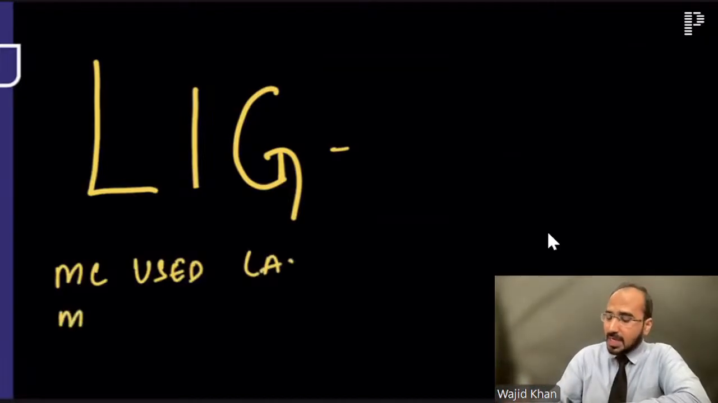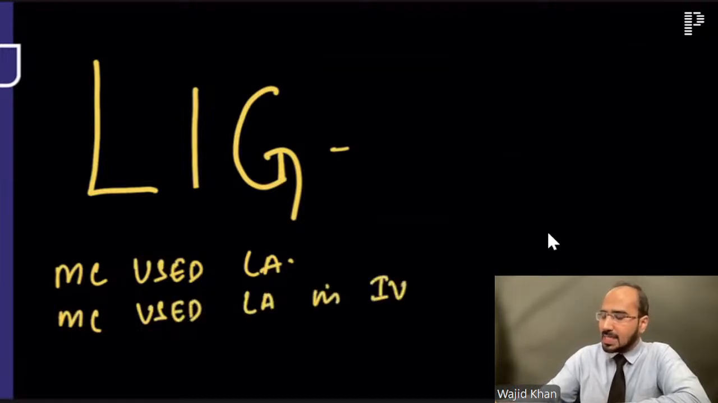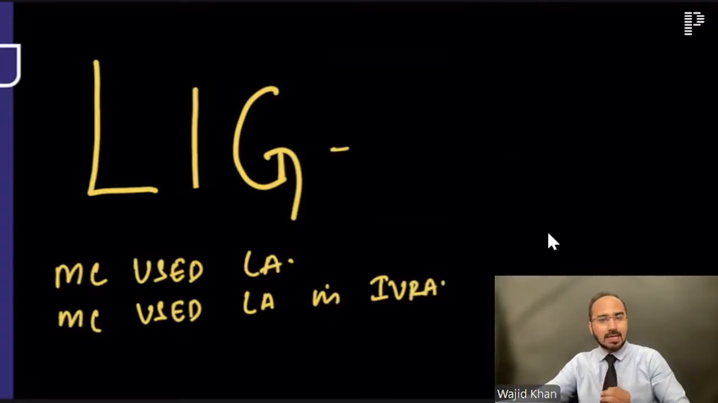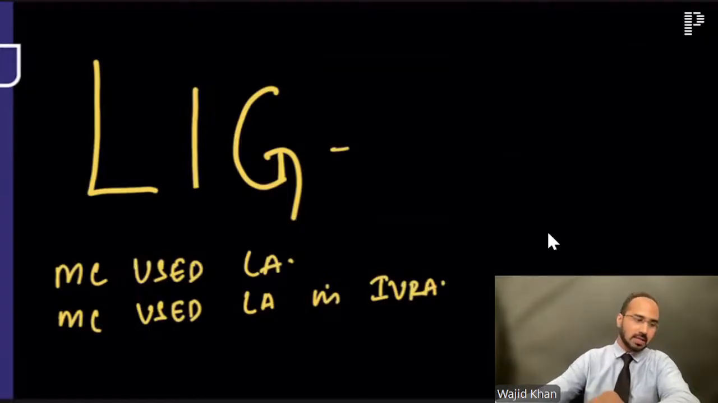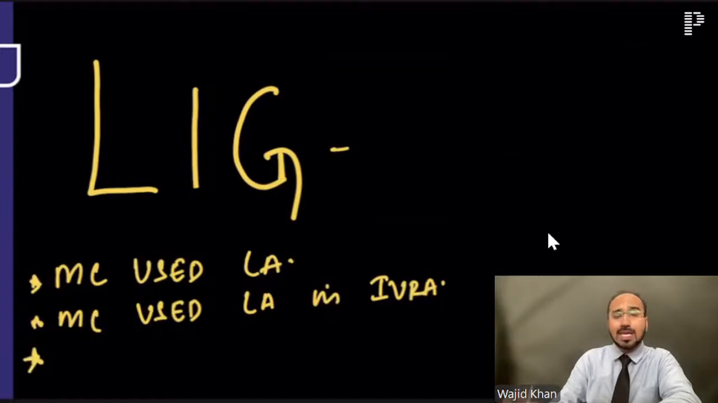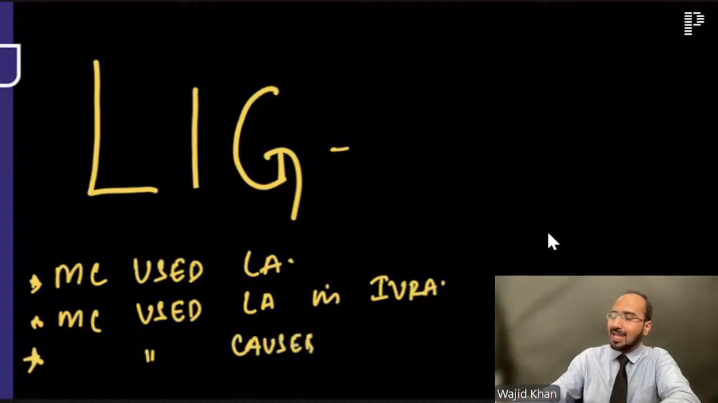Okay? Apart from that, lignocaine is most commonly used local anesthetic in a technique called as IVRA. Heard about IVRA? IVRA is nothing but intravenous regional anesthesia, which is also called as Bier's block. Okay. Apart from that, lignocaine is the local anesthetic which most commonly causes malignant hyperthermia. Malignant hyperthermia.